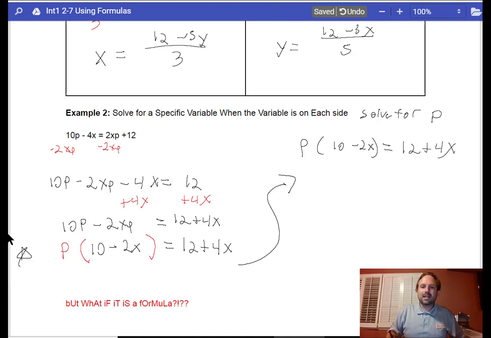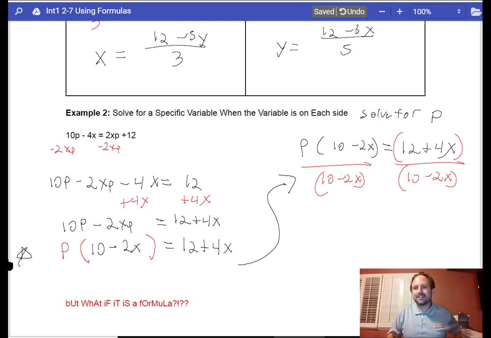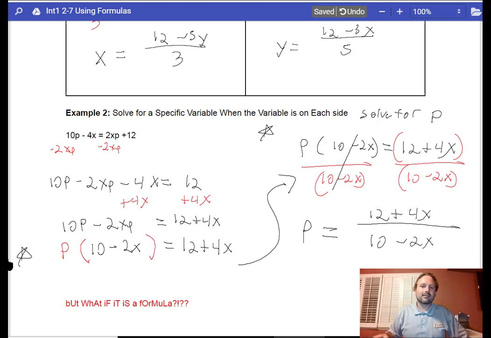Now, since it's multiplication, I'm going to divide by 10 minus 2x on both sides using the multiplication property of equality. I mean, technically, they're all parentheses, but it doesn't matter. 10 minus 2x divided by 10 minus 2x is 1. I'm left with p is equal to 12 plus 4x all over 10 minus 2x. Done. 2 examples in 5 minutes.